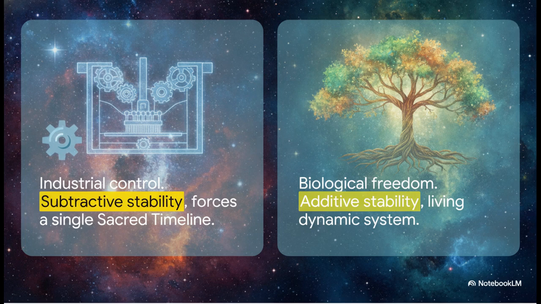Now, contrast that with the aftermath. Loki sacrifices himself to become Yggdrasil, the temporal tree. This shifts the entire cosmos over to biological freedom. The tree provides additive stability. It doesn't prune away the differences. It accommodates them, allowing every single branch to find its expression within the much larger structure.